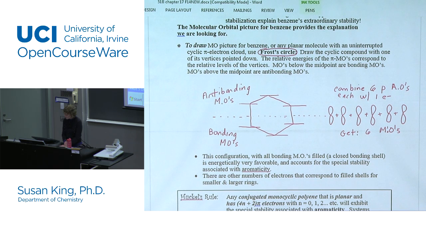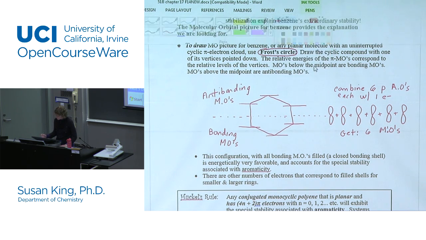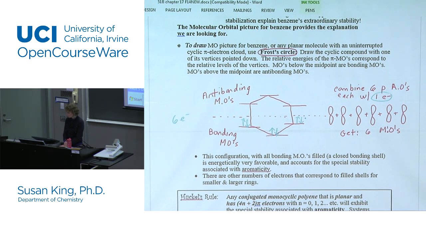Now, each has 1 electron, so let's fill up these orbitals. We have 6 electrons altogether, right? We fill up the lower energy first and we pair the spins. This goes all the way back to chapter 1. For degenerate orbitals, we put 1 electron in each first, and then we go back if we have more and pair the spins. So that's 1, 2, 3, 4, 5, 6.